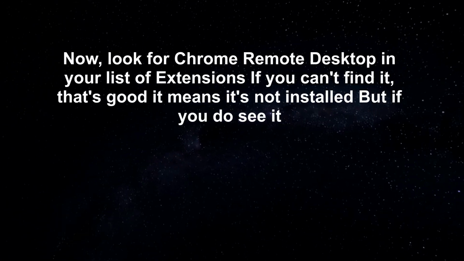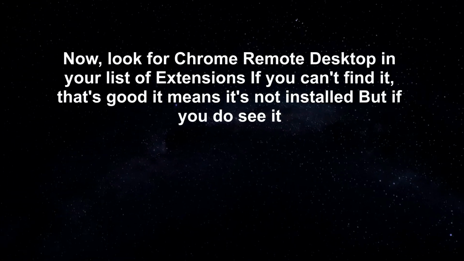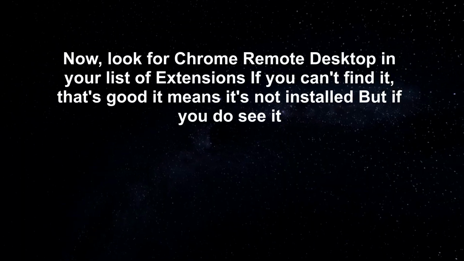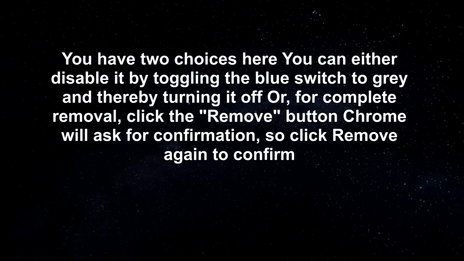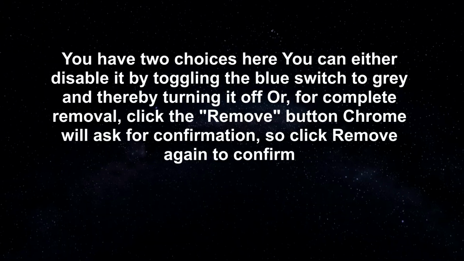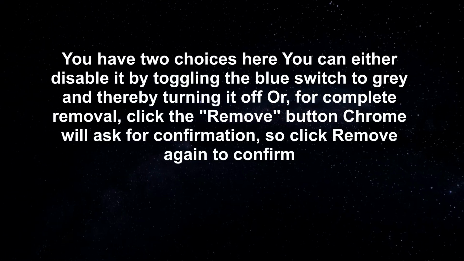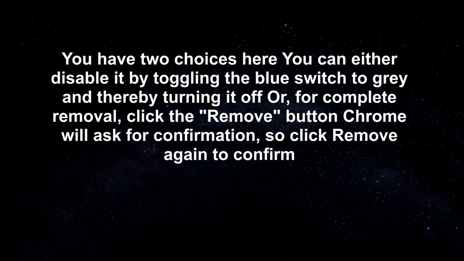Now look for Chrome Remote Desktop in your list of extensions. If you can't find it, that's good. It means it's not installed, but if you do see it, you have 2 choices here. You can either disable it by toggling the blue switch to gray and thereby turning it off, or for complete removal, click the Remove button. Chrome will ask for confirmation, so click Remove again to confirm.